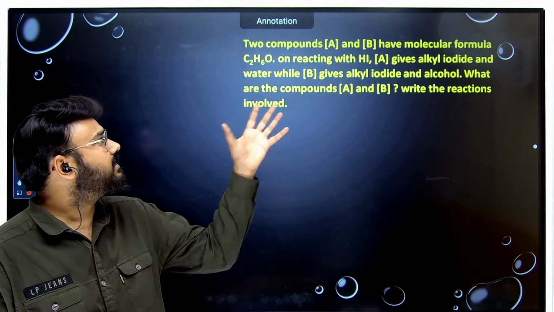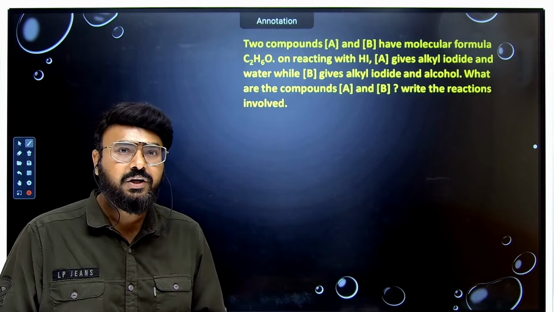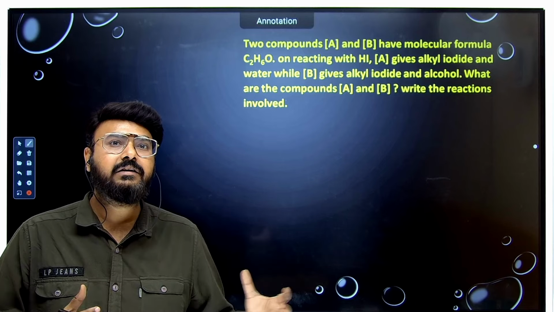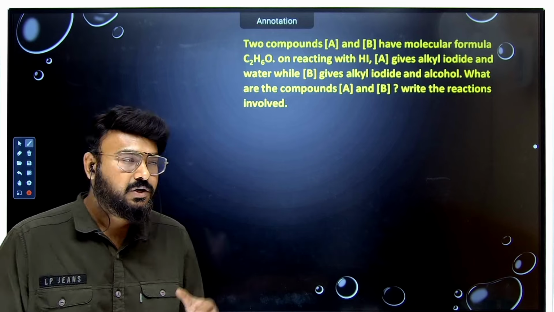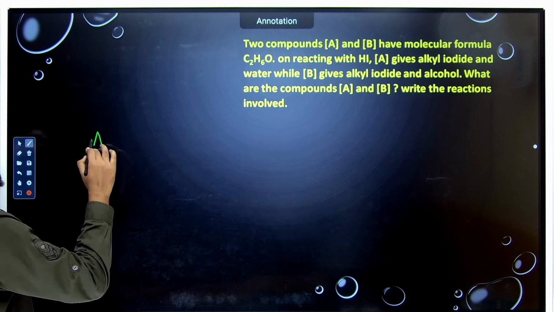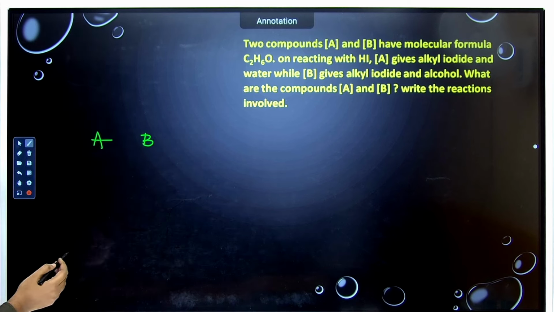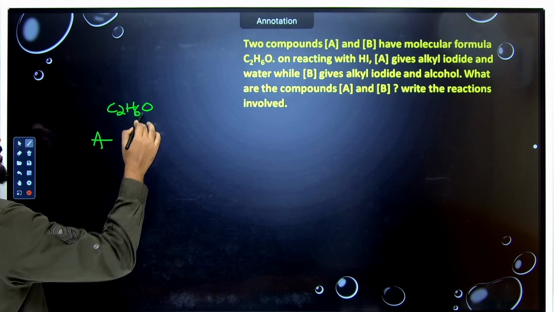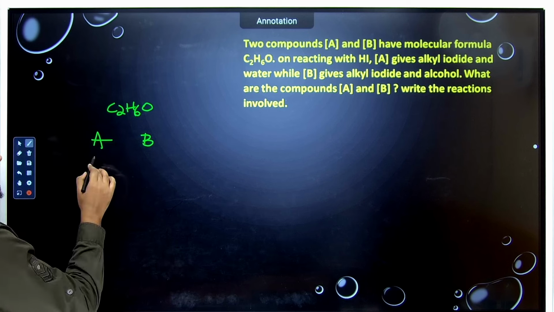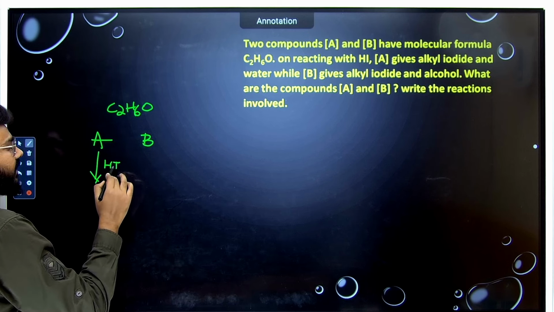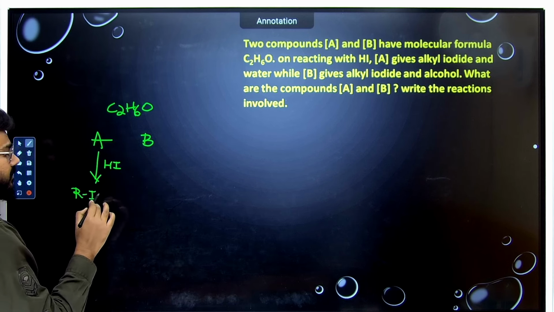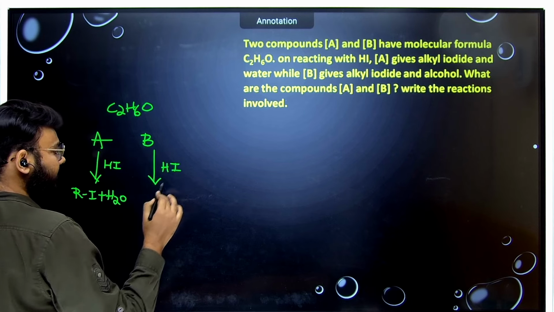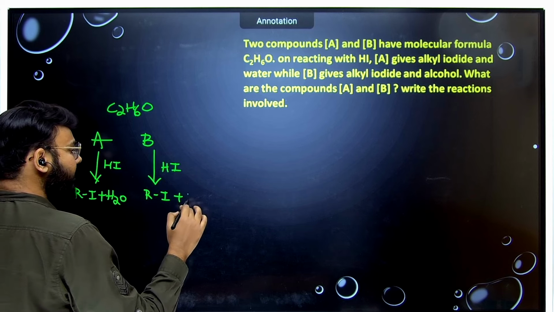So in this question, it says two compounds A and B have molecular formula C2H6O. First of all, for such questions, you have to write the information in the form of a flowchart. So let's do that. We have two compounds A and B, and they have the same molecular formula. That means they are isomers, C2H6O. Now it says if you react A with HI, it gives alkyl iodide and water. And if you react B with HI, it gives alkyl iodide and alcohol.